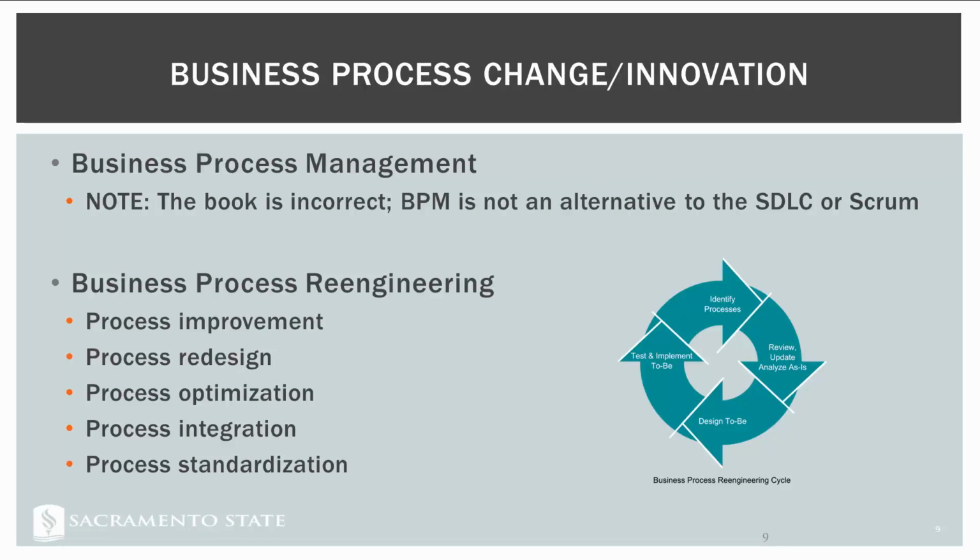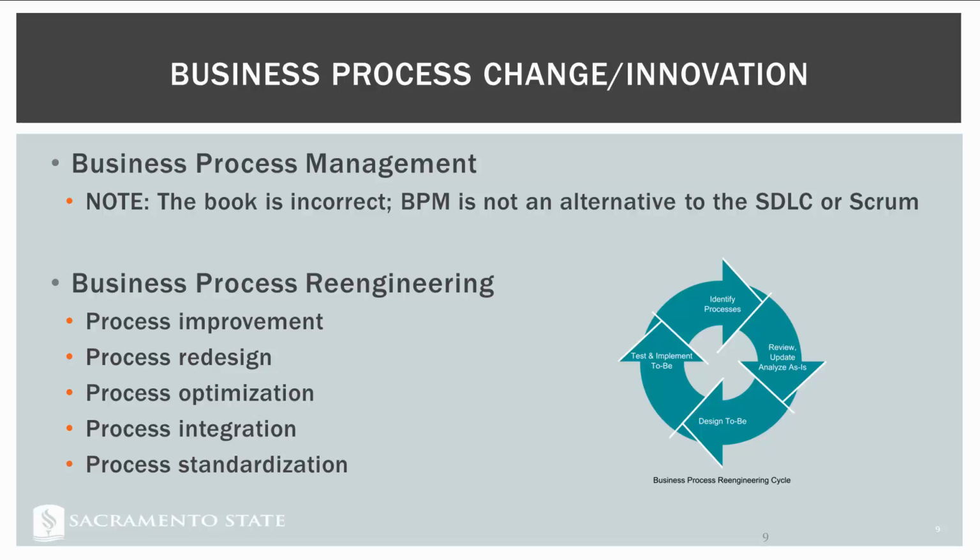All right. Now, in the textbook that most of you are not using, I want to be clear in case one or two of you do like textbooks and did choose to get the optional textbook. Business process management is proposed in the textbook as an alternative to the software development lifecycle, or SDLC, or to Scrum. And that just is not at all accurate in any stretch of the imagination. So just be careful on that. The textbook is definitely incorrect on that.